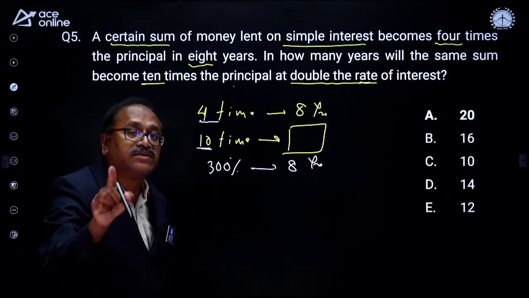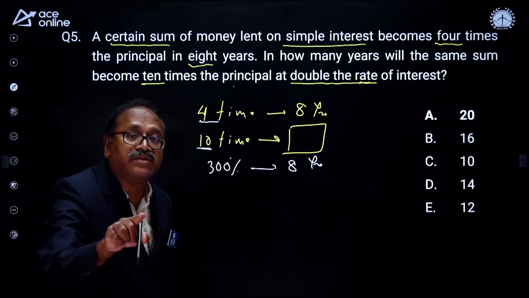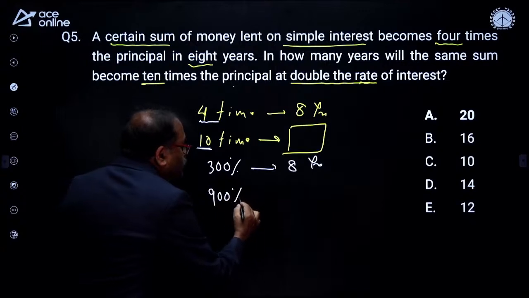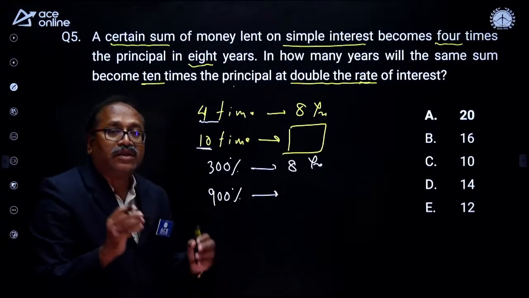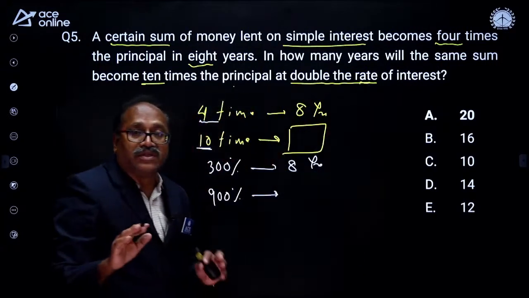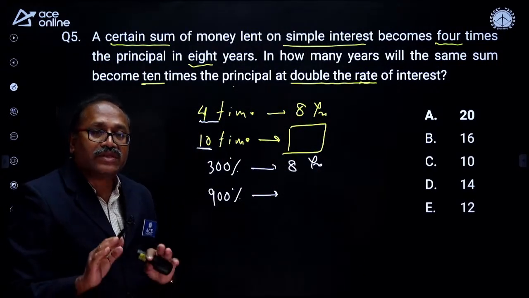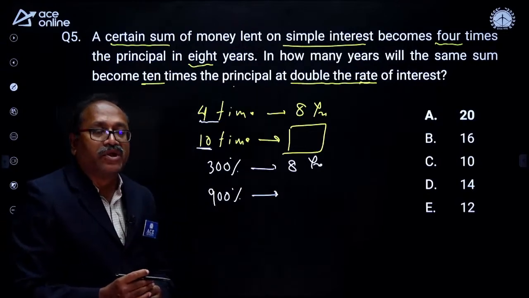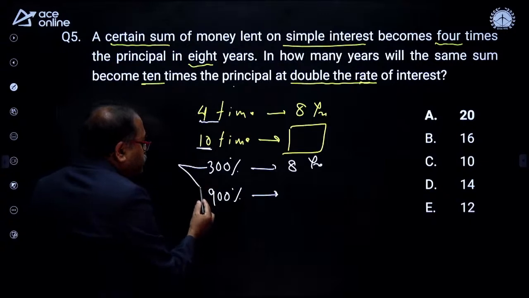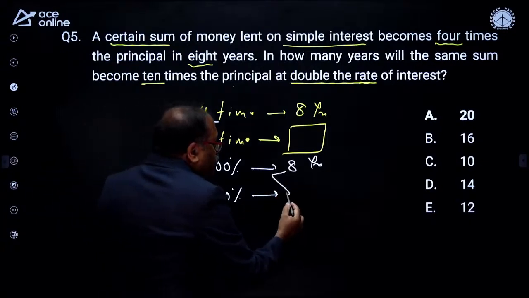The 9 times interest is nothing but 900% interest. So if 900% interest, in how many years? In a normal case, ignore the double rate of interest first, then I will consider that part also. So 900% interest, you can see that this is how many times? So 3 times. So this will also be 3 times.